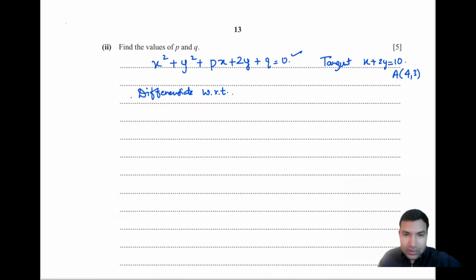Now what I need to do is differentiate with respect to x. So this will become 2x. Using chain rule, y square derivative is 2y dy by dx. Px derivative, p is a constant. 2y derivative is 2 dy by dx, because y is the function in x. Q derivative is 0, so equal to 0.